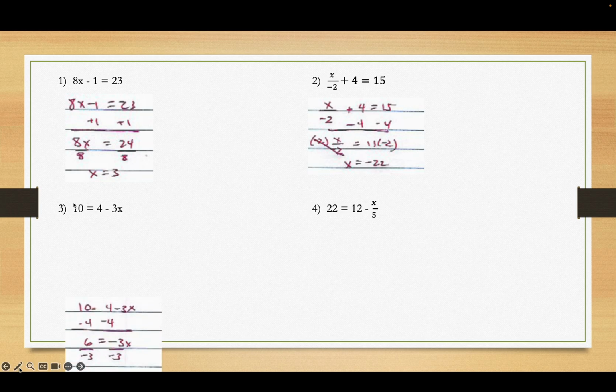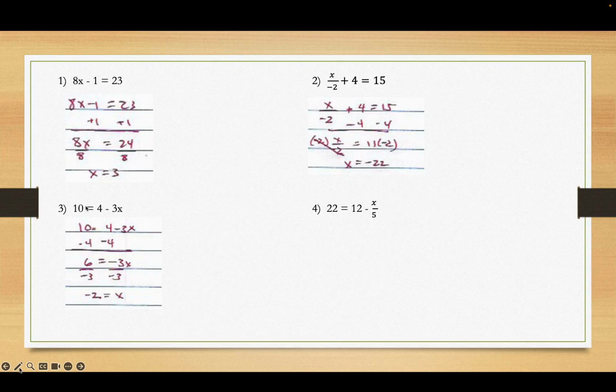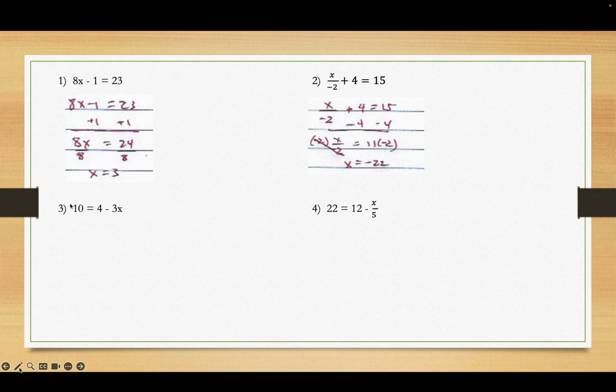So I peek in front of this 10 and I see no sign. So in seeing no sign in front of the 10, that says to me, okay, that's a positive 10. Likewise with the 4, I see no sign in front, so that's a positive 4. And with the 3x, I do see that negative in front, so that's a negative 3x.